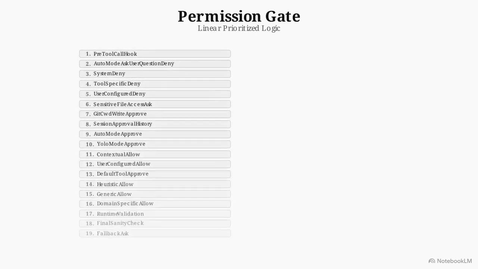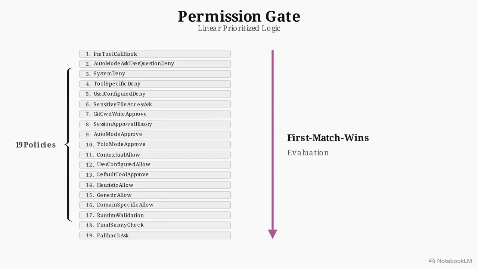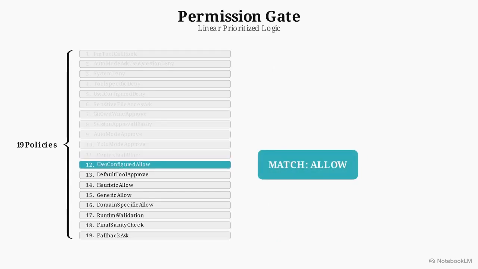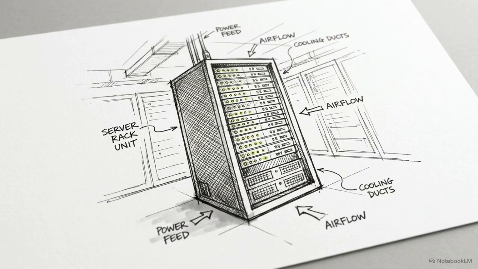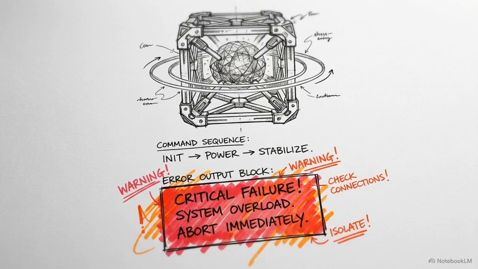This latter diagram illustrates the permission gate. It is an ordered, first match wins sequence of exactly 19 policies. A tool request drops down the ladder until it hits a matching policy, triggering an immediate allow or deny. This gate has a specific behavior for headless runs. If the agent operates without a user interface attached to approve actions, the system silently auto-approves the tool execution and keeps moving.